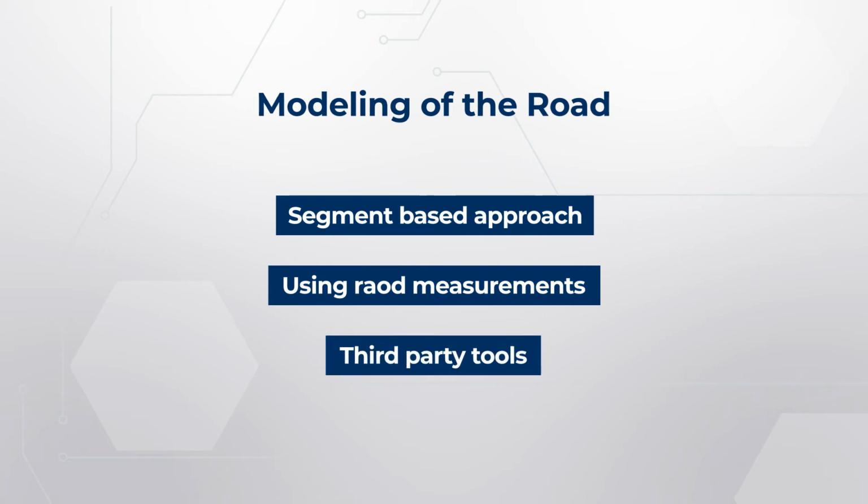CarMaker offers interfaces to import digitized road data from third-party tools. Examples for this are the KML file format that can be exported from Google Maps, the road network import from HERE HD Live Map, or the import of road configurations generated with the OpenDRIVE open source standard.